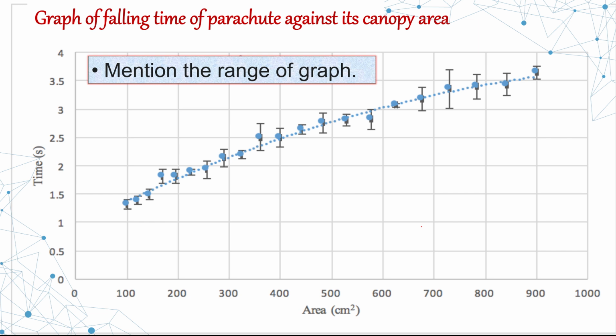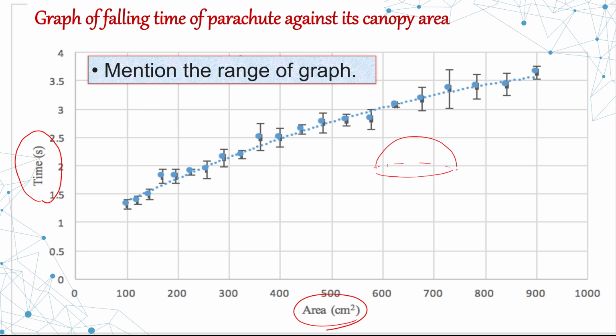The other is mention the range of graph. What do I mean by that? Let's say this is the vertical as time and this is the area in an experiment. Forget about the experiment. Anyway, these are some scientific quantities like time and the area, but specifically it has already been found using a specific interesting experiment like that.